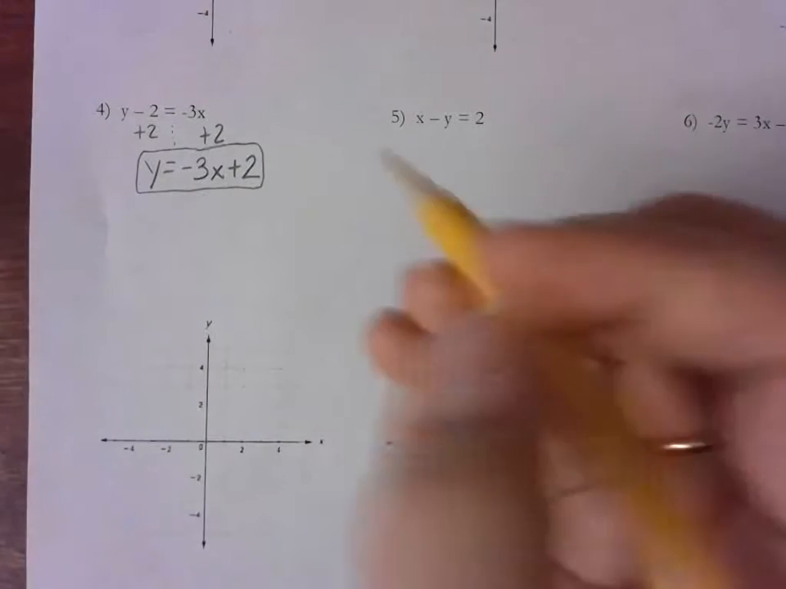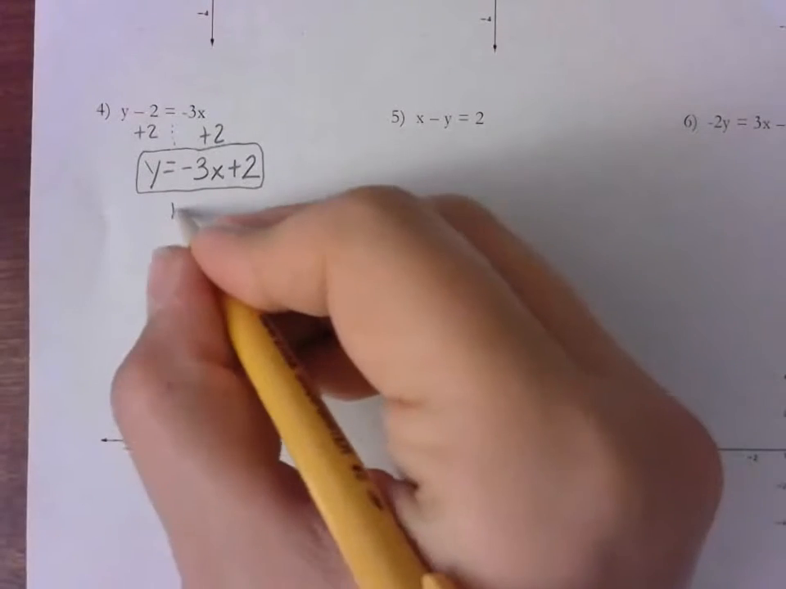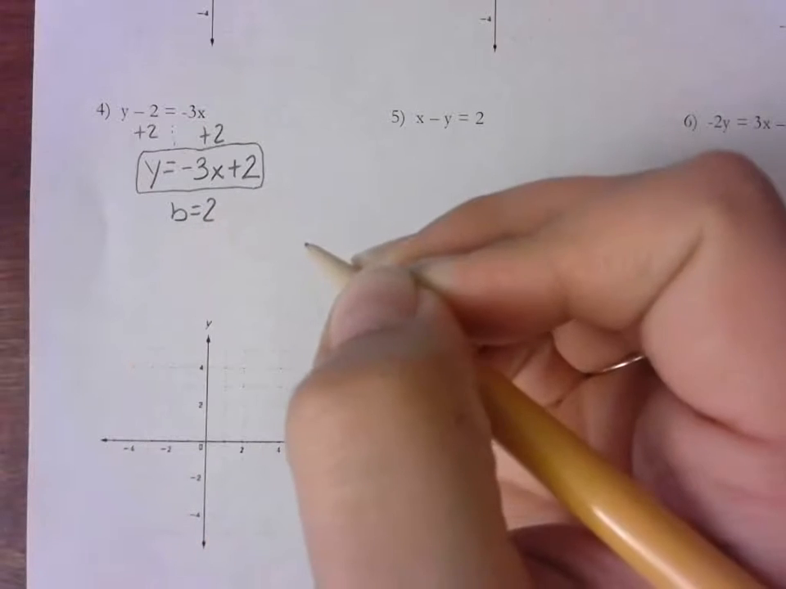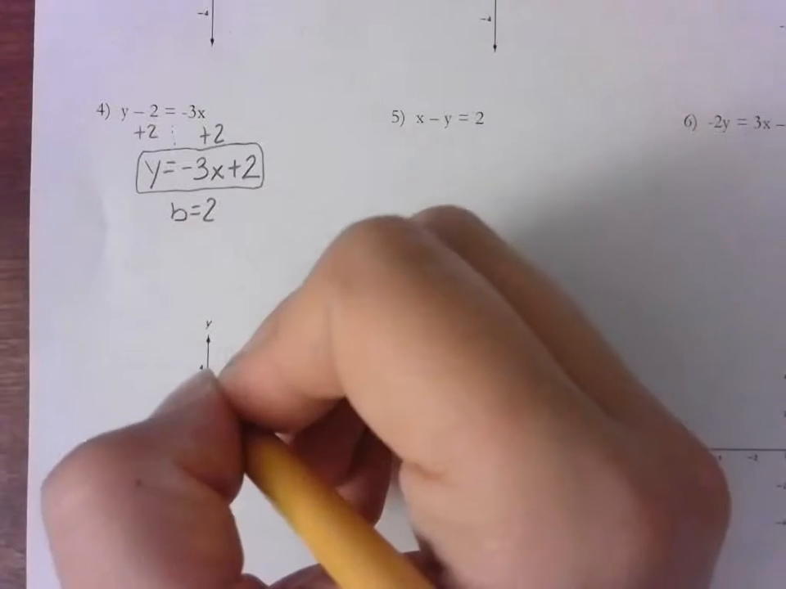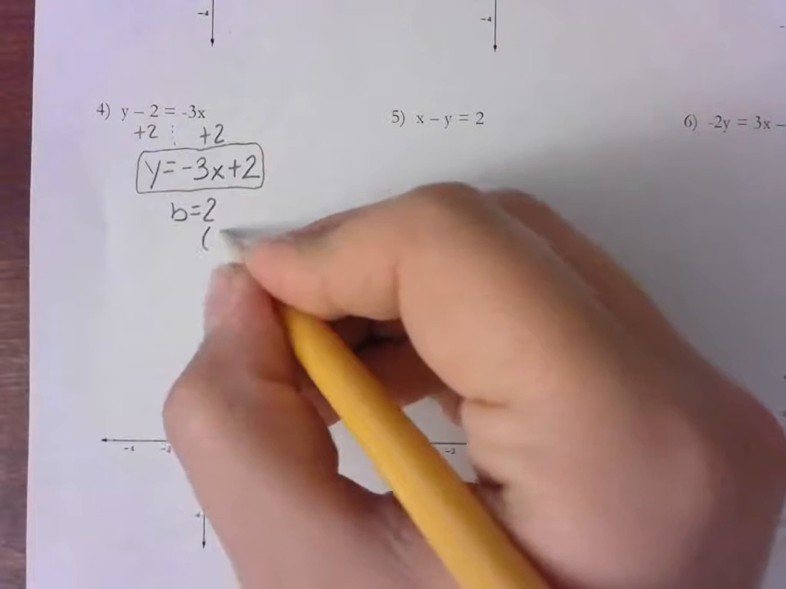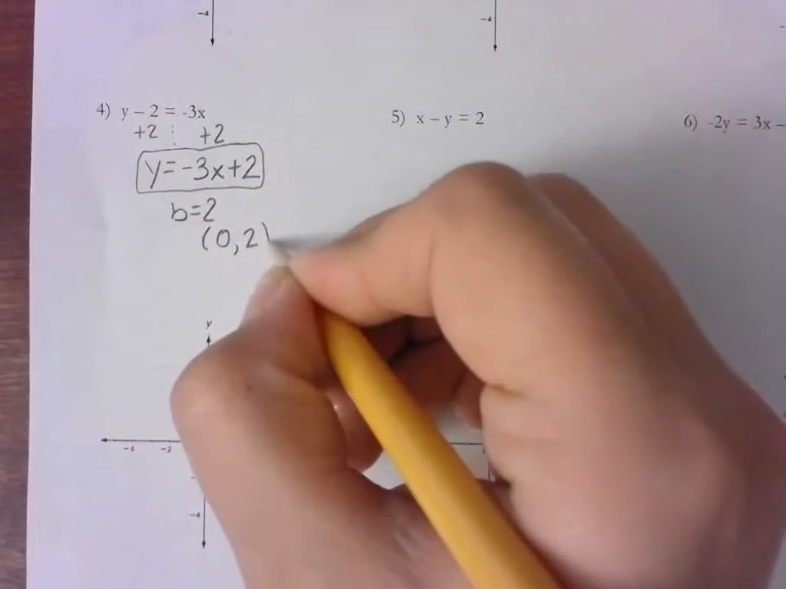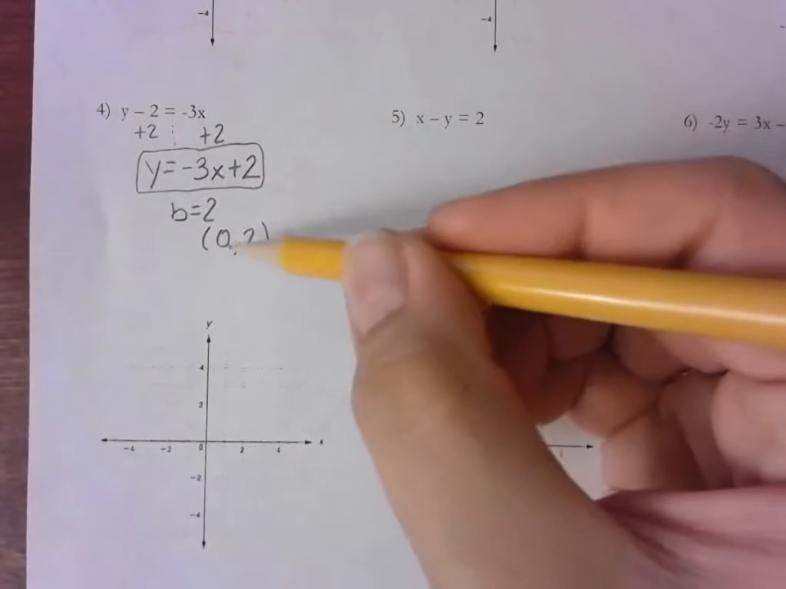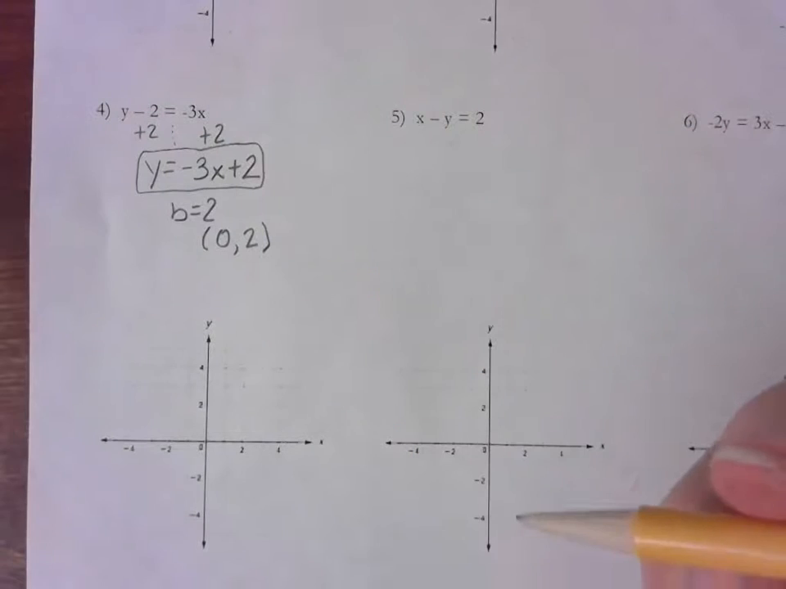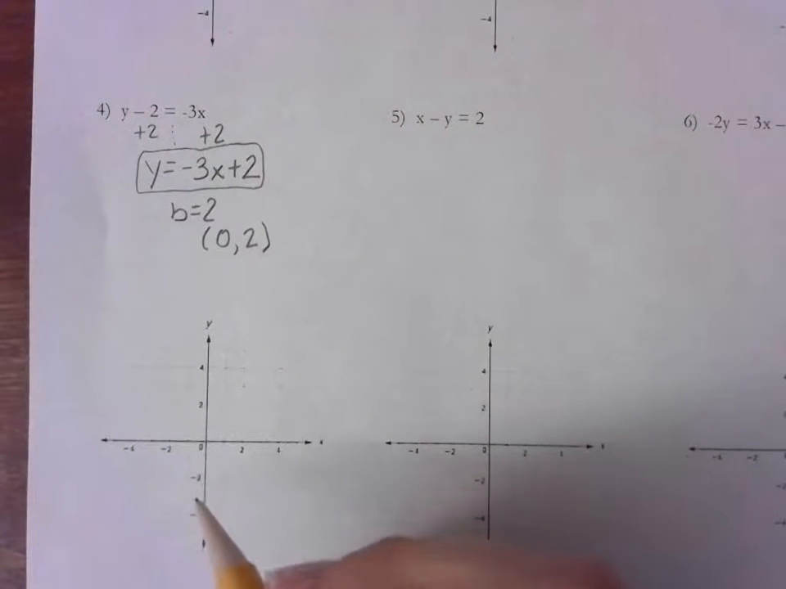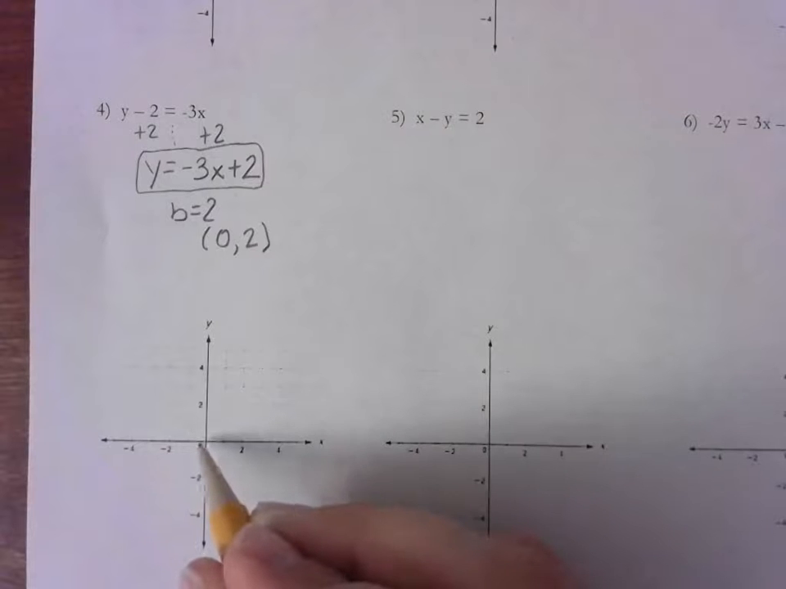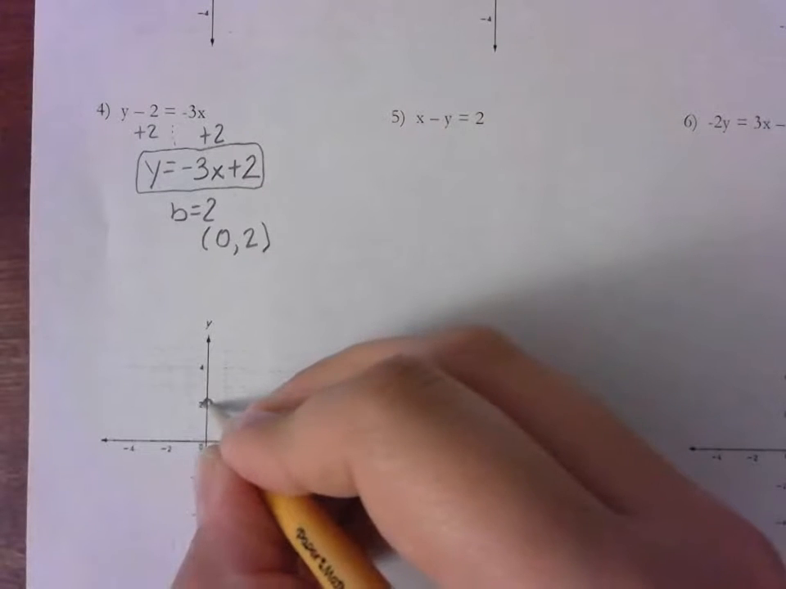Now to graph it, we need to start with our y-intercept. So our y-intercept is 2. That means that somewhere on the line, there's got to be a point at 0, 2. Because our y-intercept is always 0, a number. So that means we look and find 0, 2. So 0 means don't go left, don't go right, stay right in the middle. Go up 2 and put a dot.